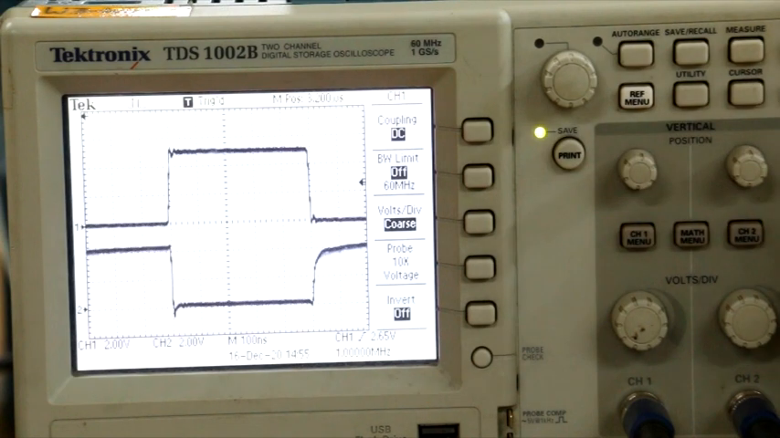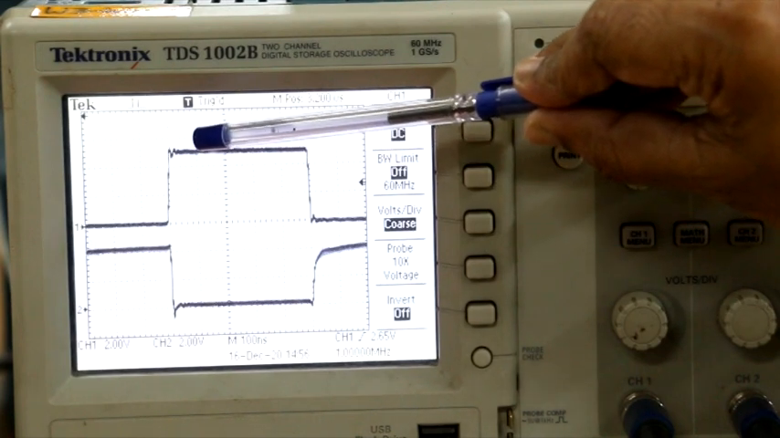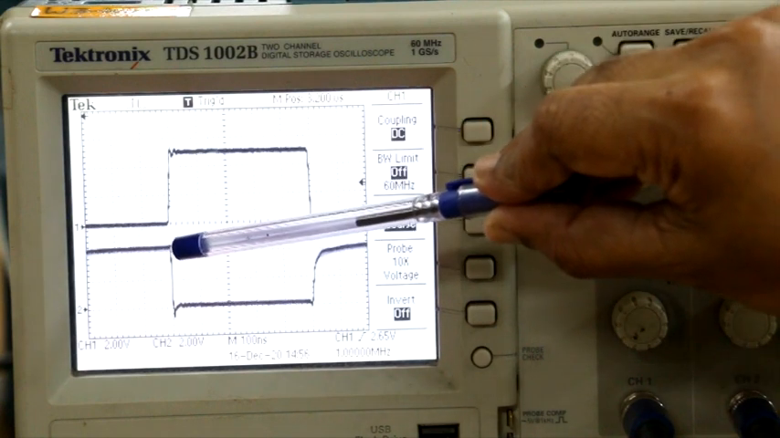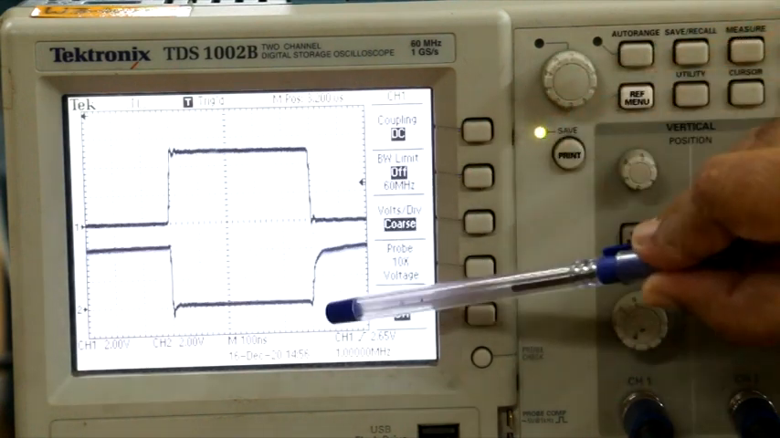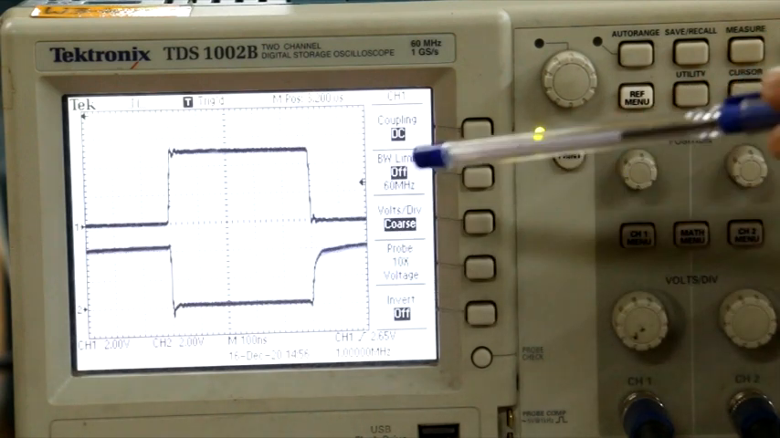But I want you to note down, this is the input clock which you are giving to the TTL, and what you see is the output. So you can see that the high to low transition of the TTL inverter and the low to high transition are almost instantaneous. There is a slight delay.